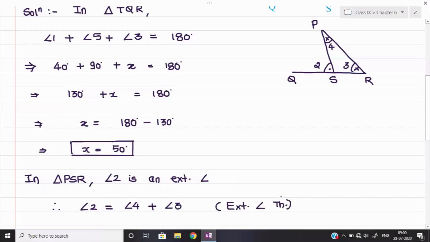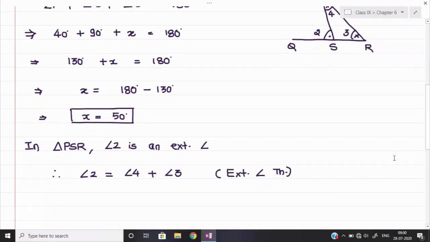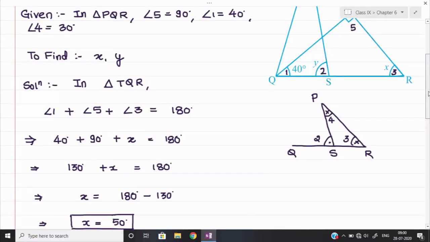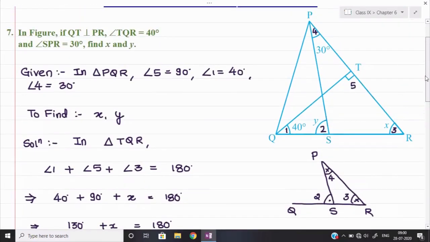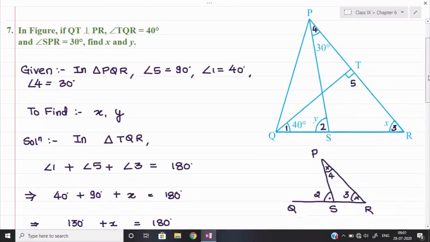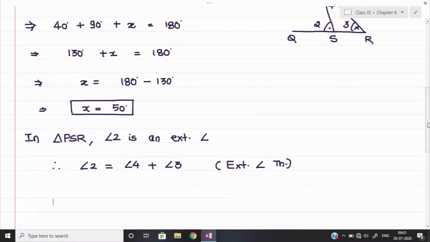Now angle 2, let us see, do we have values of which angles? Angle 2 is y actually. Okay, angle 3 is x and the value of x we found, and angle 4 you observe, that is 30 degree. So let us put in all these values. First of all we shall put angle 2 is equal to y. So angle 2 I am replacing here by y. Angle 4 I think is 30 degree, we can check once, and angle 3 is equal to x, so that will be kept as 50 degree.